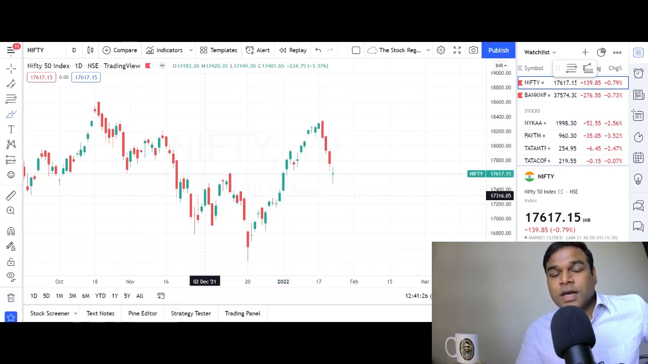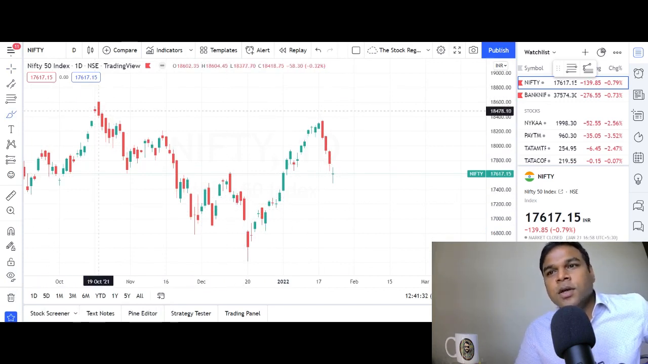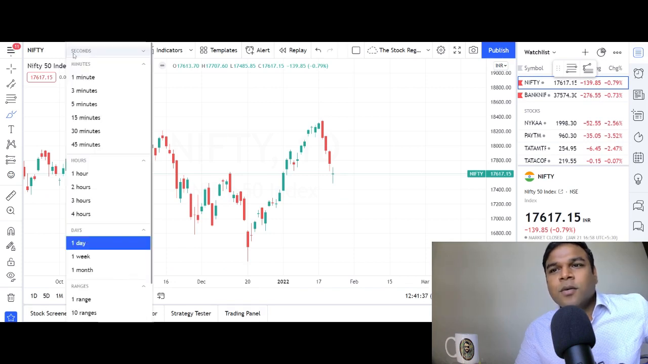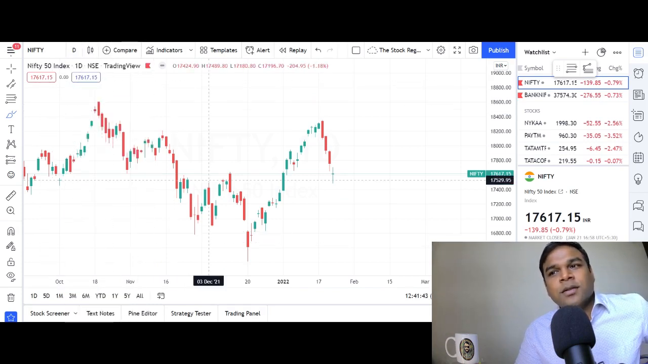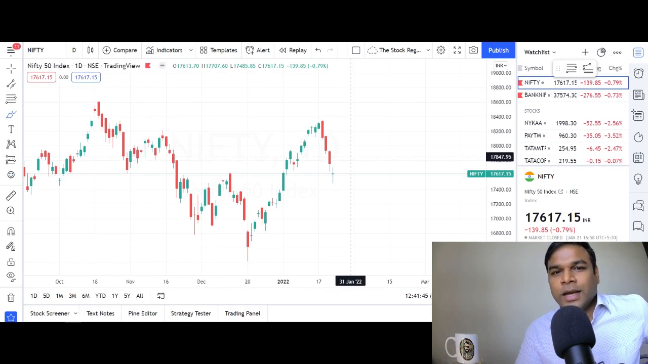This gives you the understanding of the movement of the market as well. Coming to the timeline of the charts, on the left corner you can see that there is a portion wherein I can select the time frame of this chart. Right now I have selected a daily chart. That means each candle is going to indicate the movement of the price in the entire day.